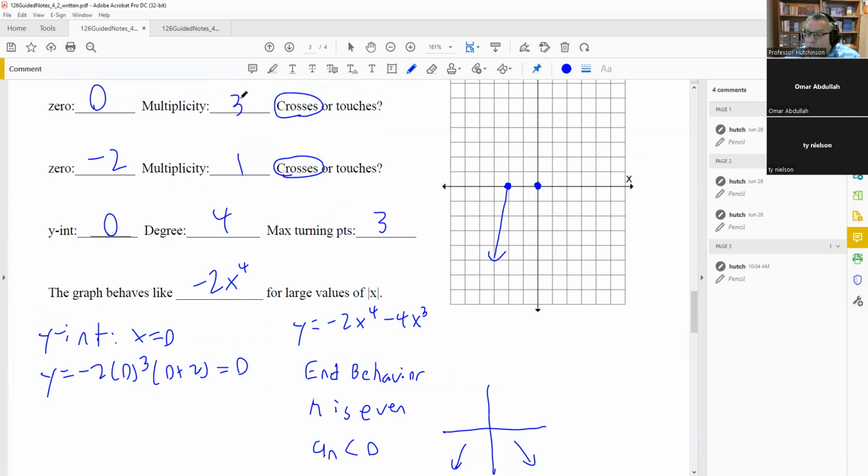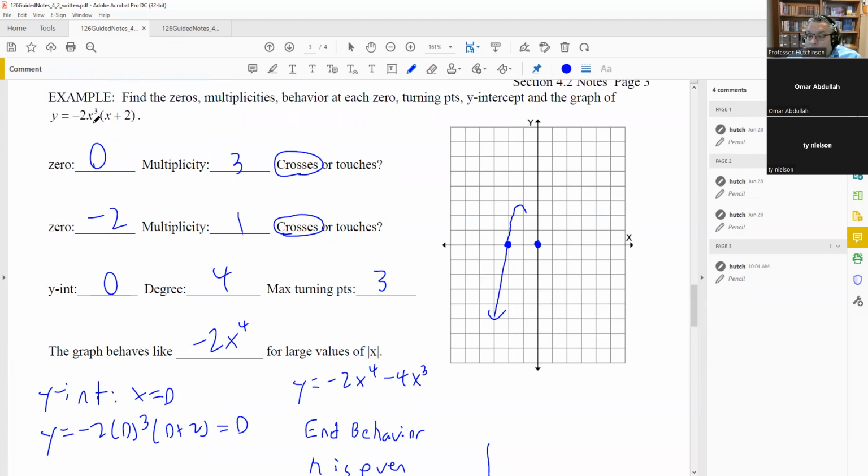Because we said that the multiplicity is odd, it's going to cross here. It's going to go up to a certain amount, and then it'll start to go down. Now, before we just draw the line straight through, one thing we have to look at is that the 0 has a multiplicity of 3. So when it crosses at 0, it's going to resemble a cube-shaped graph. That's one little detail I have to focus on.